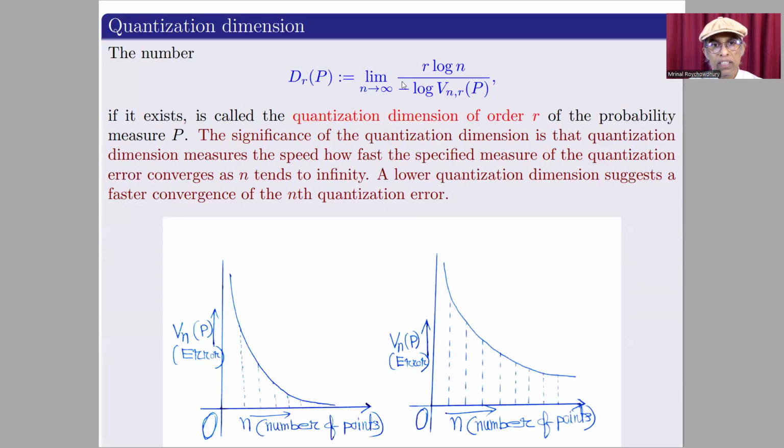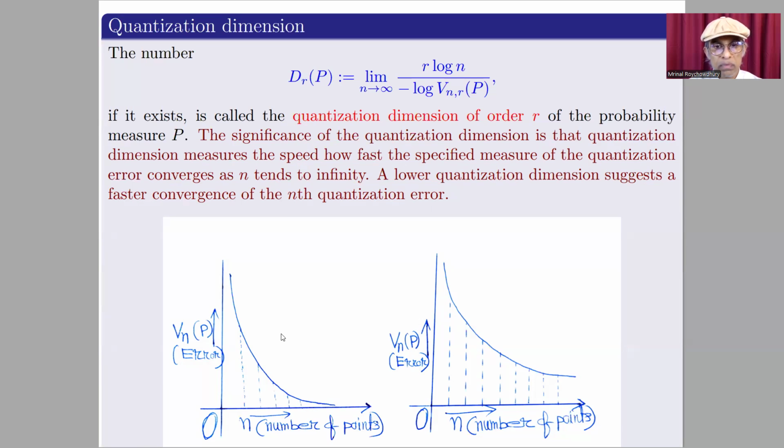The number D_r(P), which is the limit of r log n over minus log V_{n,r}, where V_{n,r} is the nth quantization error and r is the number that was defined before. If this number exists, it is called the quantization dimension of order r of the probability measure P. The significance of the quantization dimension is that it measures the speed, how fast the nth quantization error converges as n tends to infinity. A lower quantization dimension suggests a faster convergence of the nth quantization error.